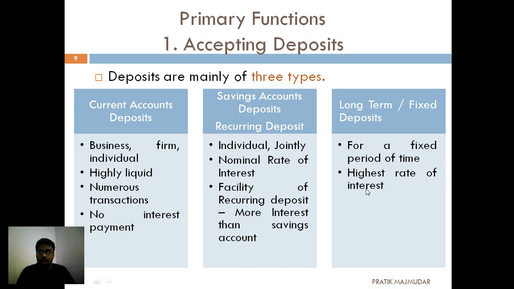So a question can be asked: in which of the accounts can the highest rate of interest be given? Current account, savings account, recurring deposit account, or the fixed deposit account? So the answer is the fixed deposit account.